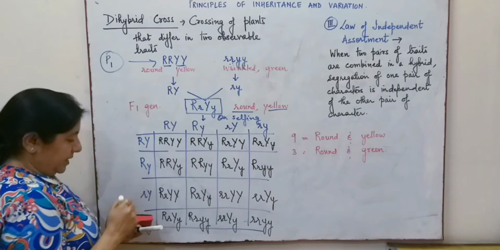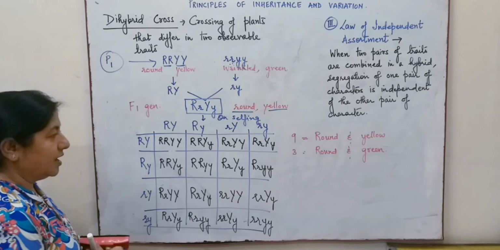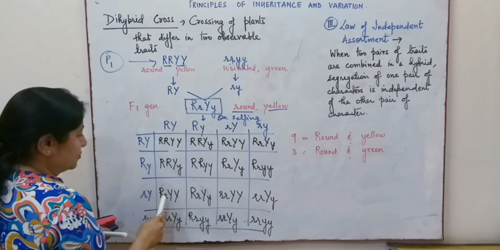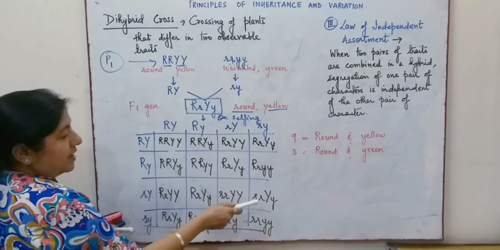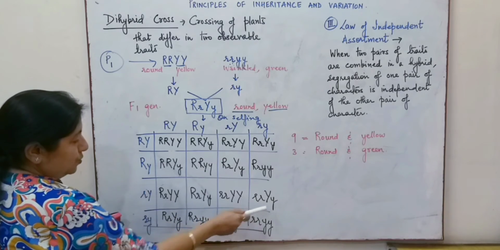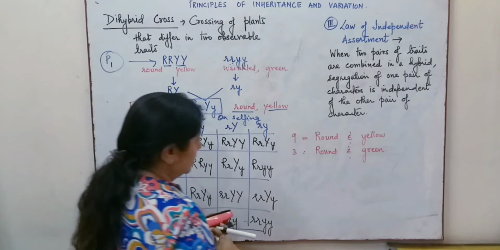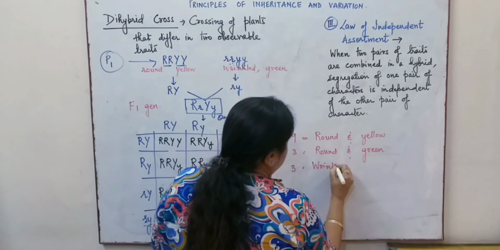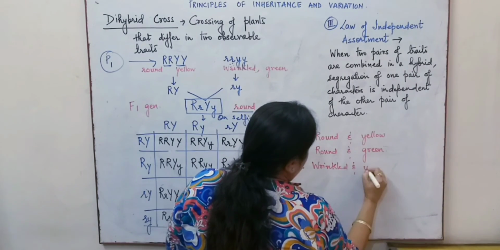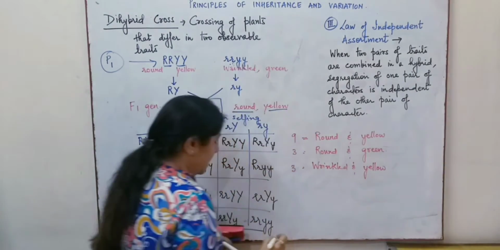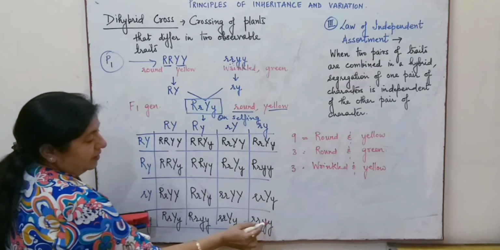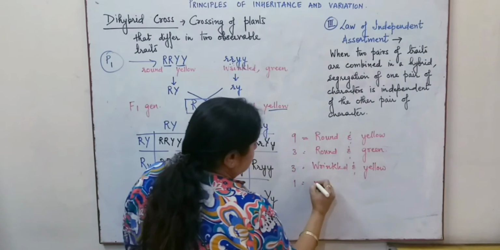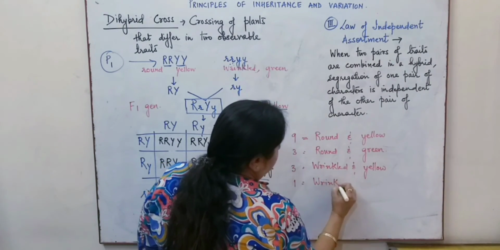Again, coming to the ones which are round, and coming to wrinkled and yellow, we will focus on small r and capital Y. So 1, 2 and 3 over here. So we get 3 wrinkled and yellow. And only 1 over here, it is wrinkled and green, as green is a recessive trait. So we get 1 wrinkled and green.